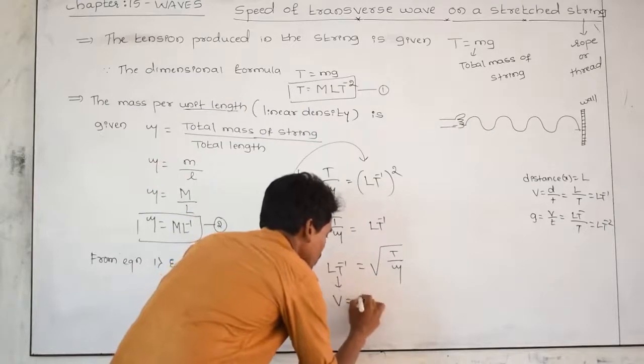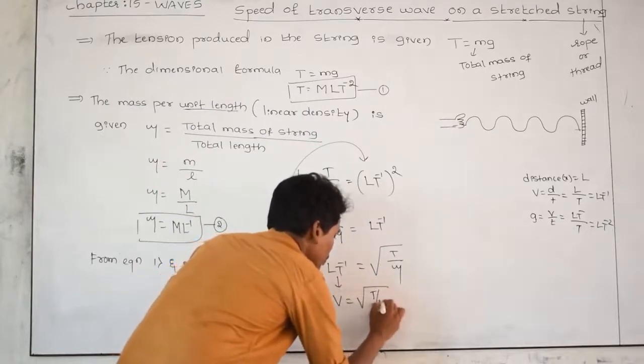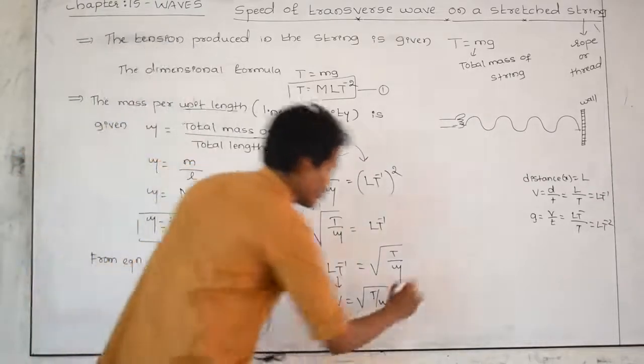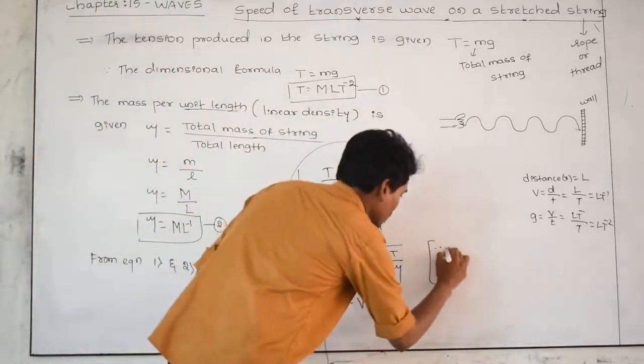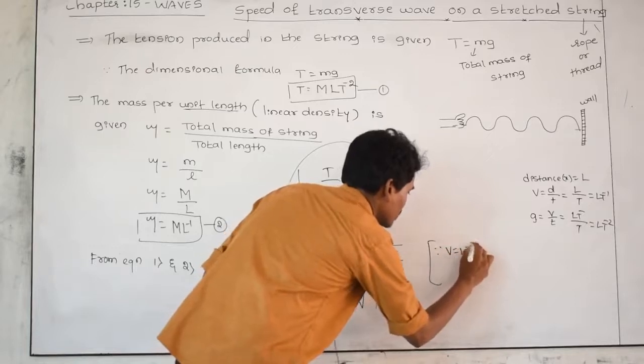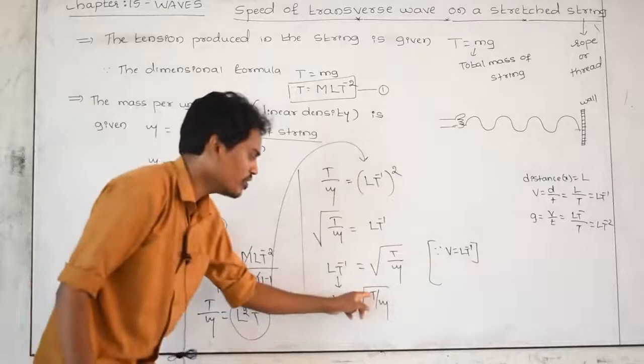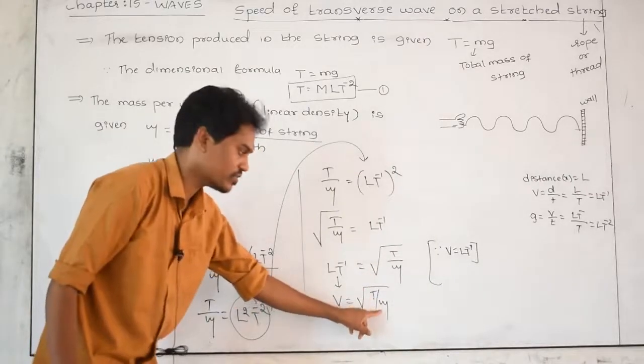Therefore, this is equal to root of T by mu. Here I have taken V is equal to LT^-1, this is the dimensional formula. Velocity is equal to root of tension by mass per unit length.